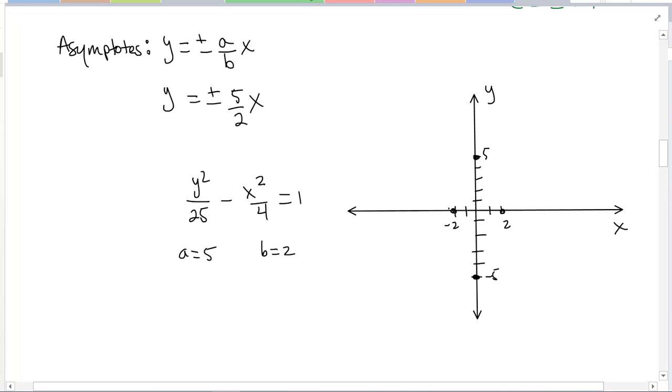And then we draw the rectangle to the best that you can. If you have graph paper, it might be better to do it with graph paper. And now the asymptotes, plus or minus 5/2 x, go through the center of the hyperbola and then through the corners of our rectangle. And again, I cannot draw a straight line.